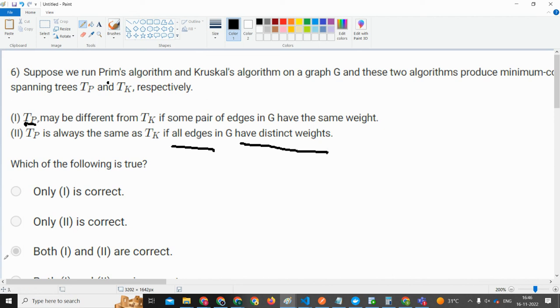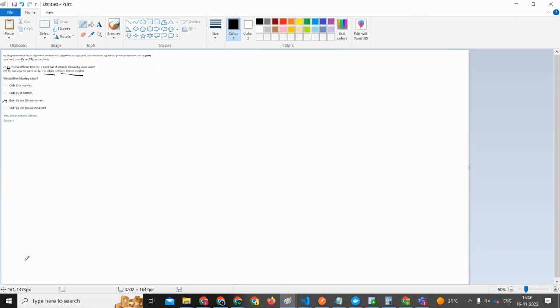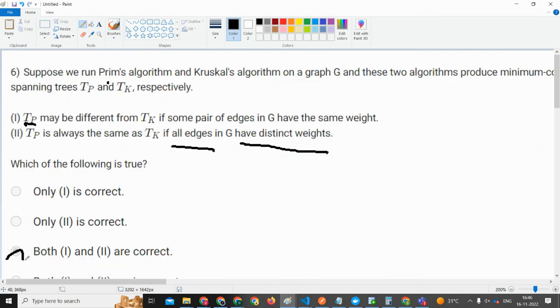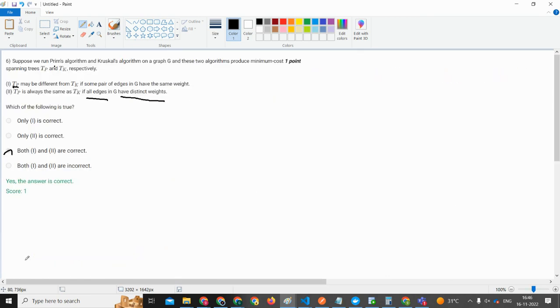So the answer is like both are correct. Yes, I think, sir. Basically, if the same weights are there, the minimum cost spanning tree can be different. Correct. According to the first option, if the same weights are there, which one do we have to choose? So the minimum spanning tree becomes different, but the cost will be the same overall, right? Yes, minimum cost is going to be the same.